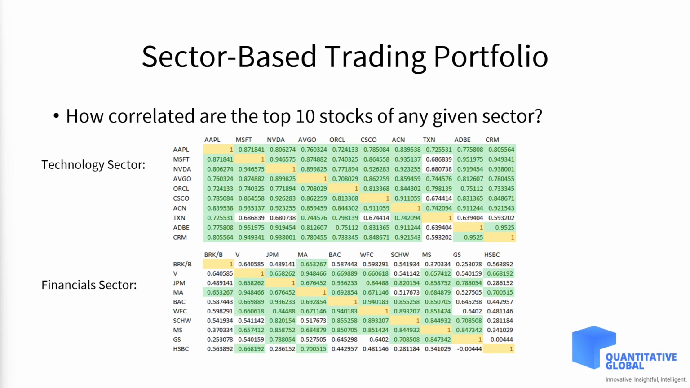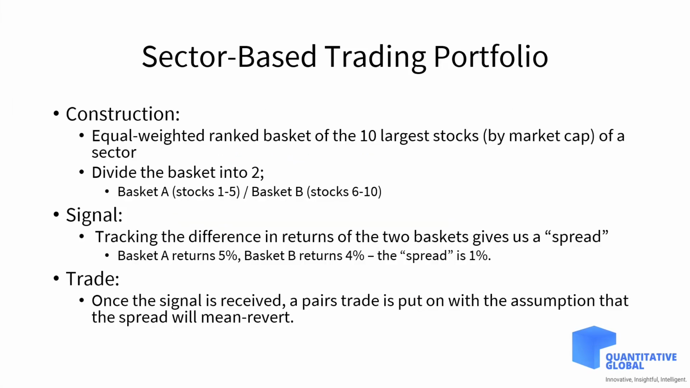We ran the same test, but for the financial sector. As shown by the bottom matrix, while the correlations aren't as high as the technology sector, it is clear that there are still strong and positive correlations between the 10 largest components. So, since we can assume that the largest stocks of a given sector will have strong correlations, we can use it as the basis for a pairs trading strategy.